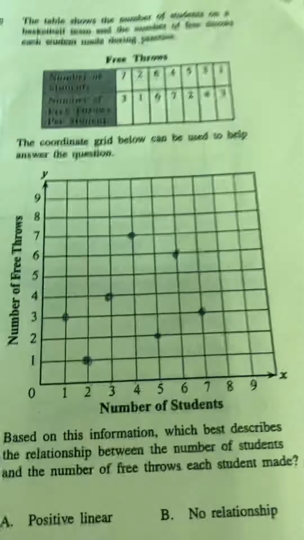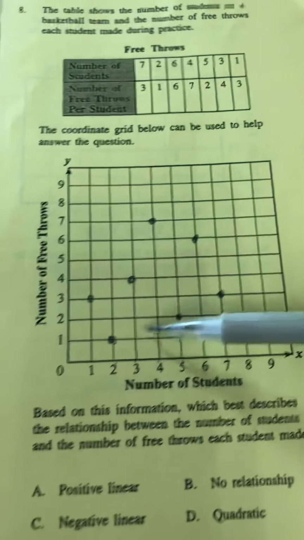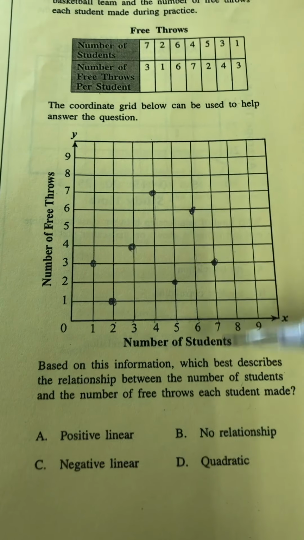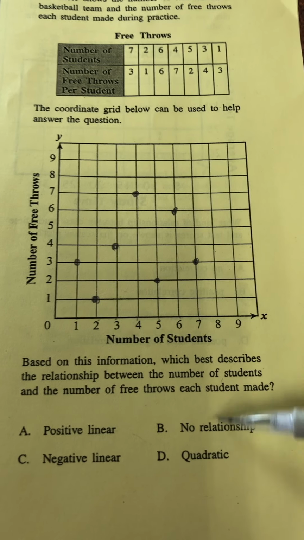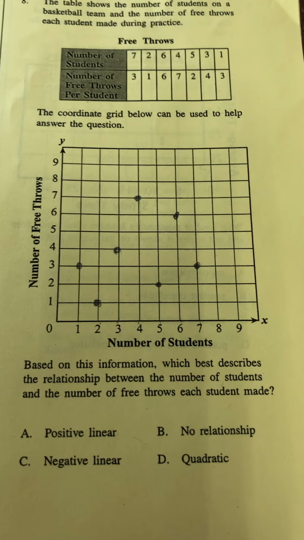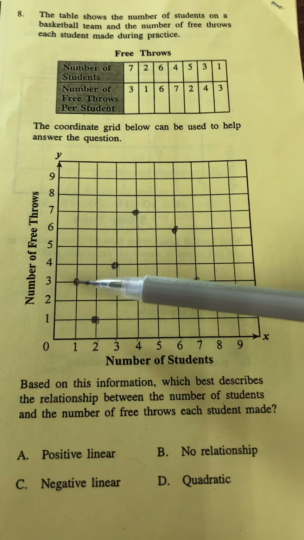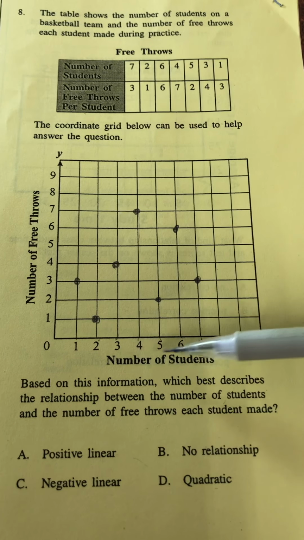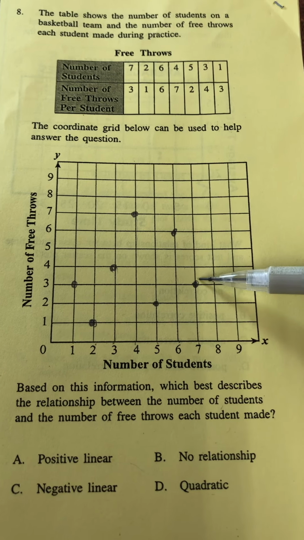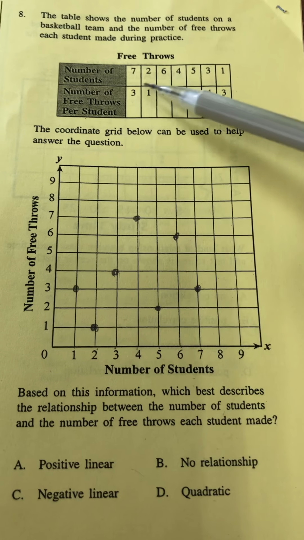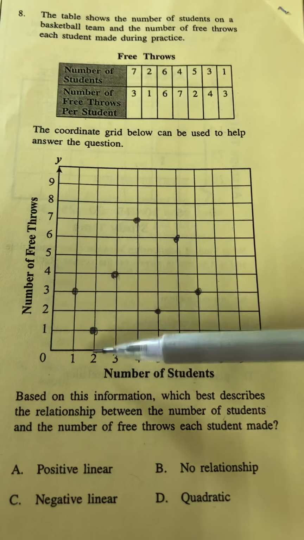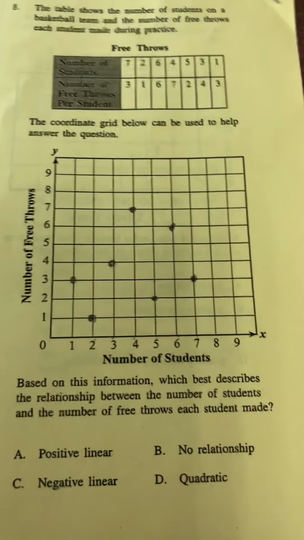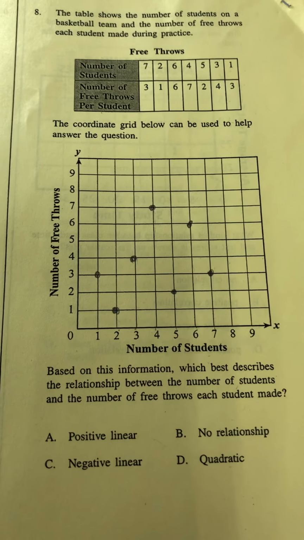And number 8, I plotted these points for you so you could see whether there's a positive, negative, no correlation, or no relation, or a quadratic. So I plotted these points, number of students is across the bottom. These are the bottom numbers, and these are along the side. So I plotted all these points for you to hopefully help you answer number 8.